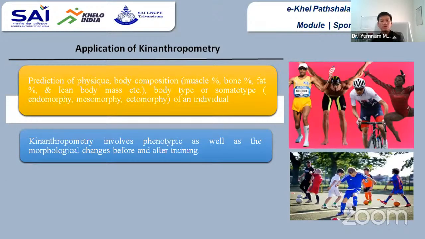Kinanthropometry involves phenotypic as well as morphological change before and after training. So you can monitor the before and after training effect on your body structure.